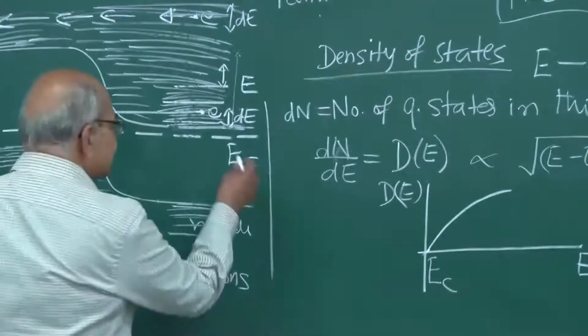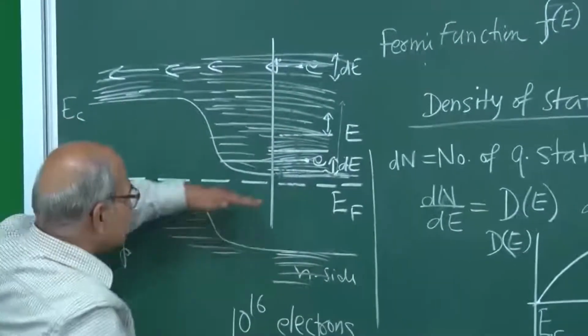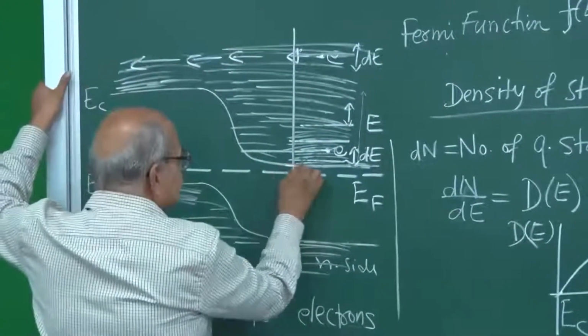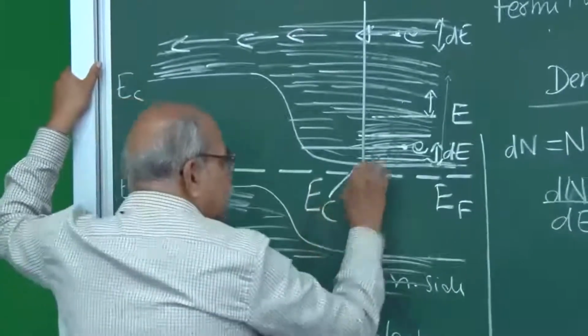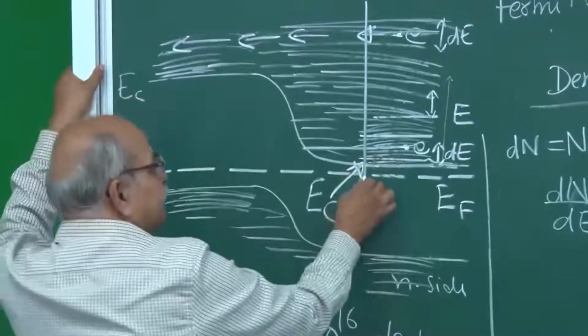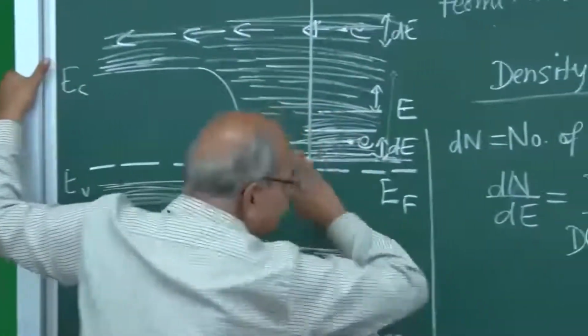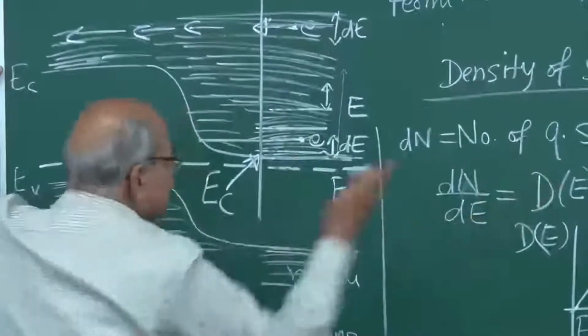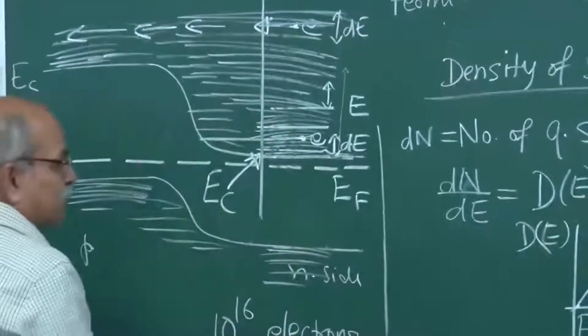You can plot this D(E) here also. If I draw a line here and energy is going up, this point is energy EC, and energy is going up here. And if density of states, this D(E), I am plotting on this side, towards right, what will happen?